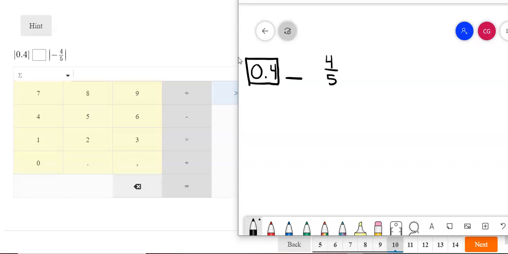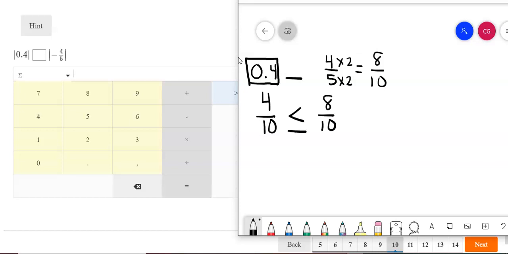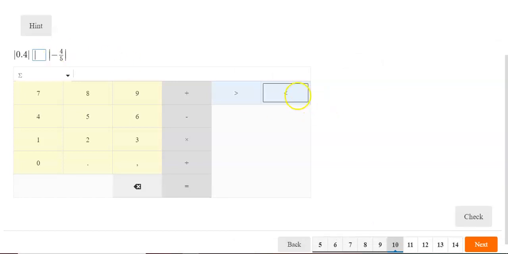0.4, the 4 is in the tenth spot, so we're going to write it 4/10. I can change this 5 into a 10 over here by multiplying by 2 because we need a common denominator. We get 8/10. 4/10 is less than 8/10. So we're going to type in the less than sign here.